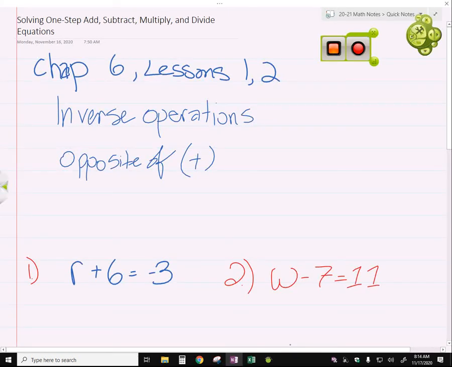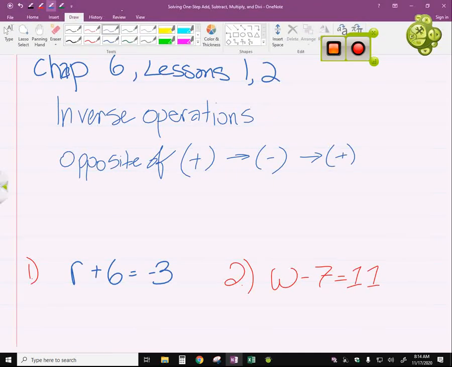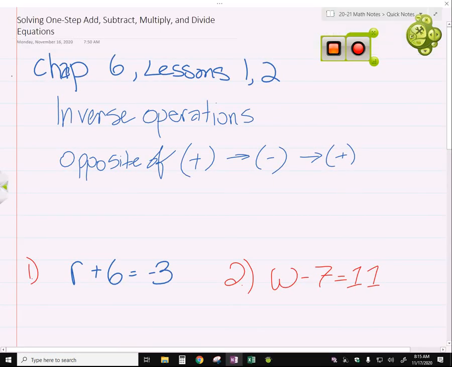Yep, Graham. Subtraction. Opposite of addition? Subtraction. And what's the opposite of subtraction? Anybody? Addition. So if you want to undo addition, you subtract. If you want to undo subtraction, you do addition. So there's the main concept of lesson 1.